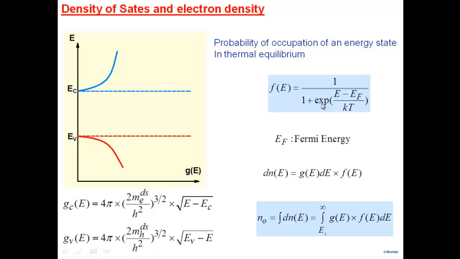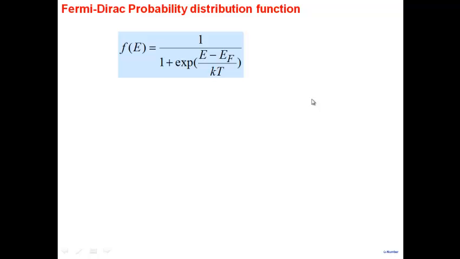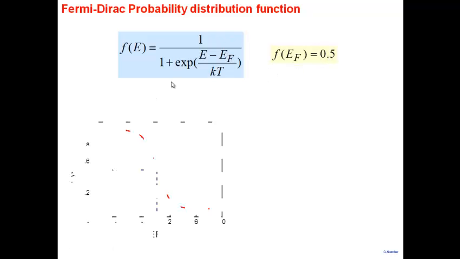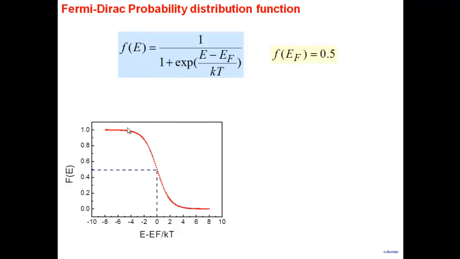Since this Fermi-Dirac distribution function is important, let me illustrate a few things about it. The first thing is that f(EF) is equal to 0.5. Just substitute E equal to EF, and you get the probability equal to 0.5. So another definition of Fermi energy is the energy at which the probability of occupation is half. If I plot this versus (E minus EF) by kT, this is how the nature of the function goes.